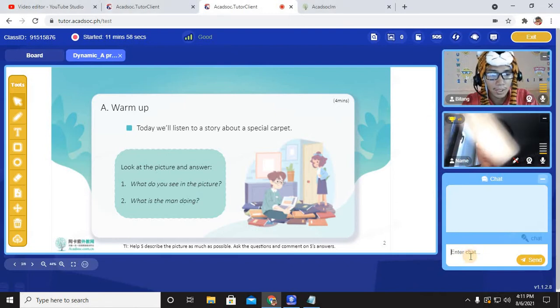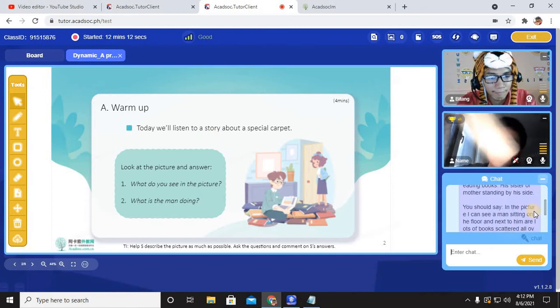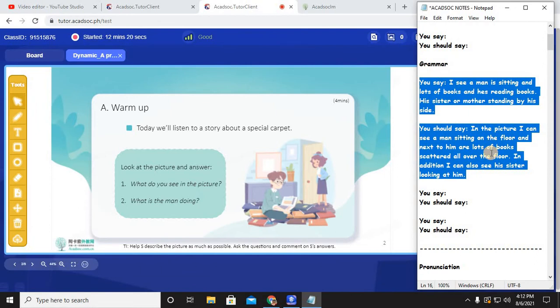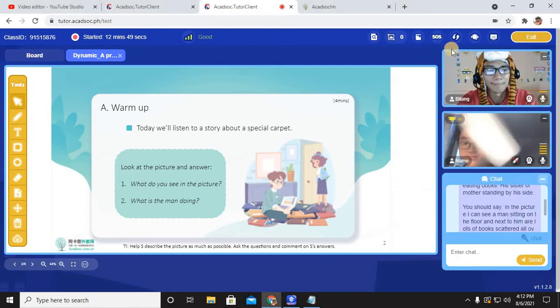So again, I will ask you the question. Please read the correct grammar. So, Mike, what do you see in the picture? In the picture, I can see a man sitting on the floor, and next to him are lots of books scattered all over the floor. In addition, I can also see his sister looking at him. All right, very good.